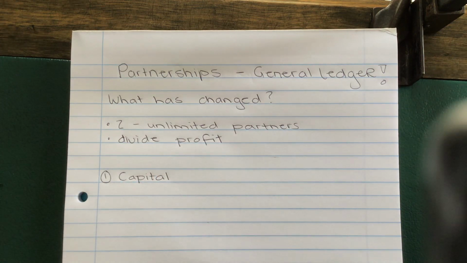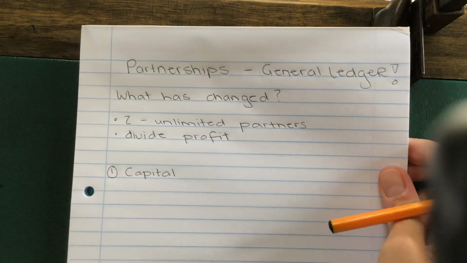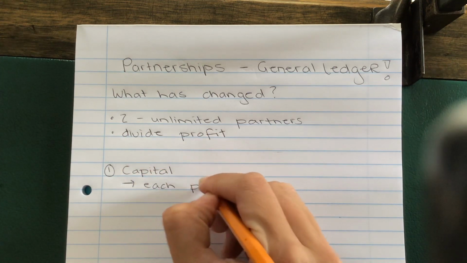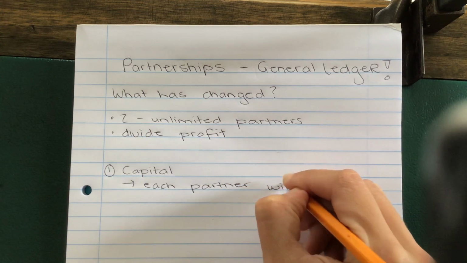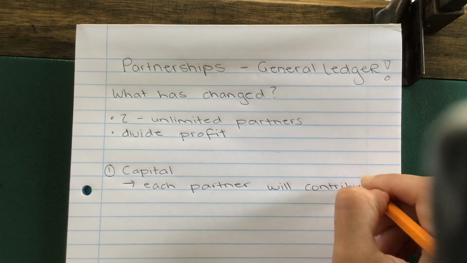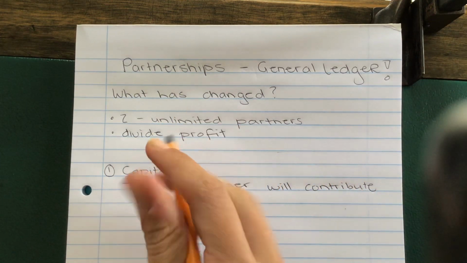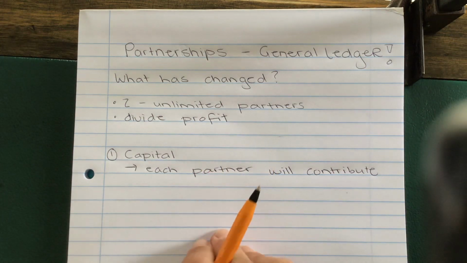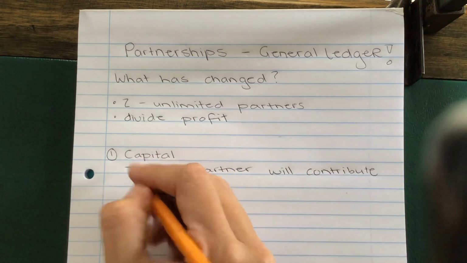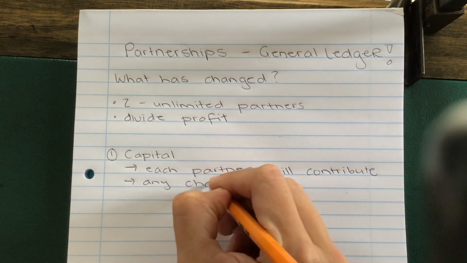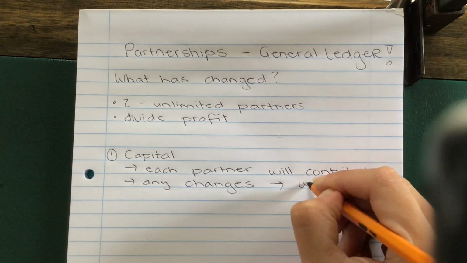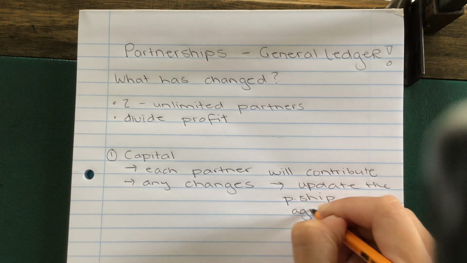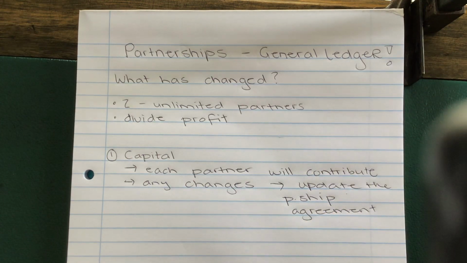Okay, now remember there are more than one partner. So because of that, each partner will have to contribute their own capital. So each partner will contribute. Okay, and we only record capital in here. Generally what it says in the partnership agreement is that the amount isn't necessarily allowed to change, but if it does change, so I'm going to just say here, any changes, you have to update the partnership agreement.